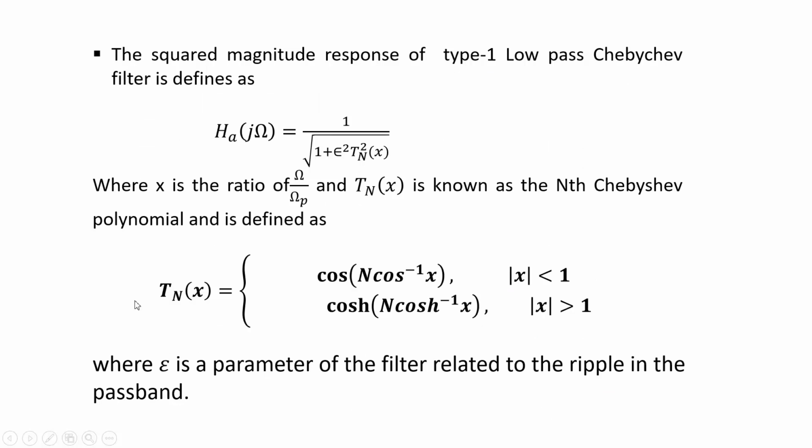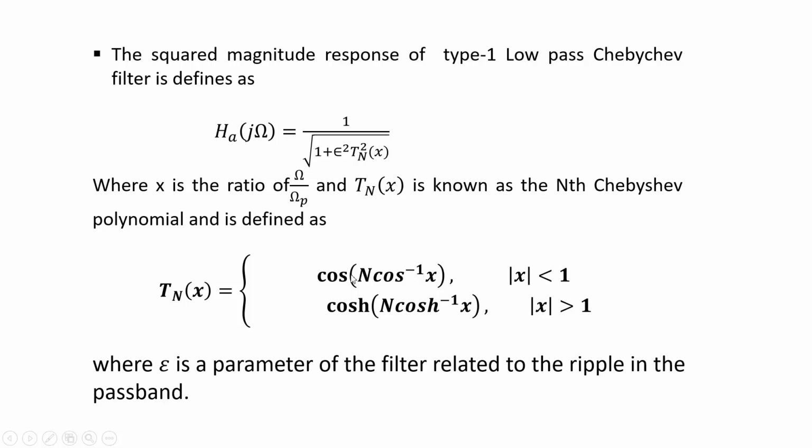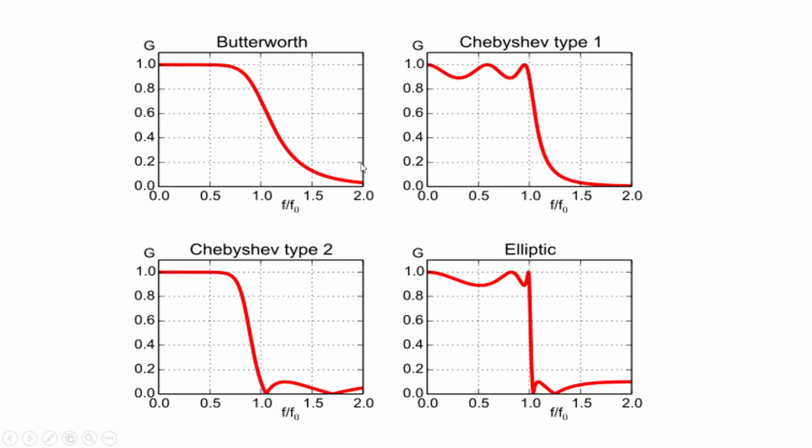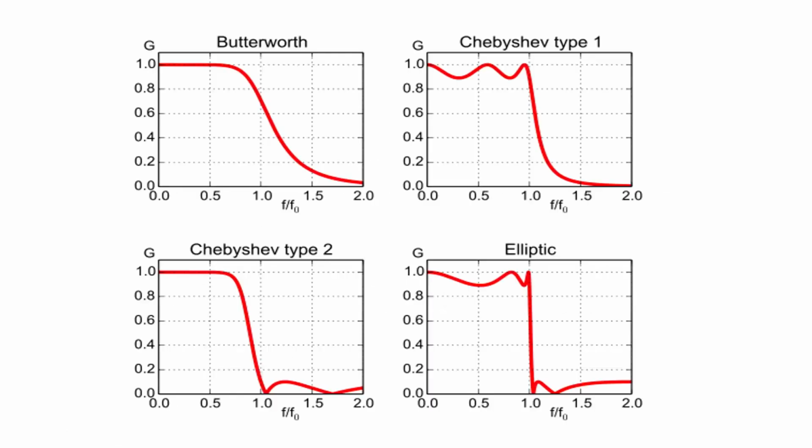Now if you look at the Chebyshev polynomial closely, from 0 to capital omega p, since we are considering only the range of this capital omega from 0 to capital omega p, we are not considering in the diagram from 0 to minus omega p, right? So in this range from 0 to omega p, the behavior of the Chebyshev polynomial is a cosine function. That means cosine function is an oscillatory function. So because of this oscillatory function, you get the ripples in the passband.